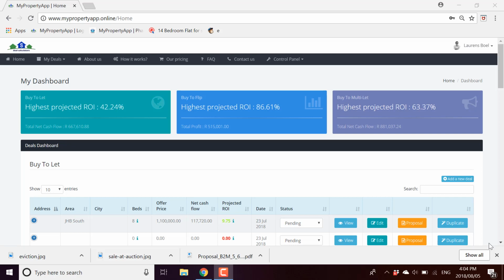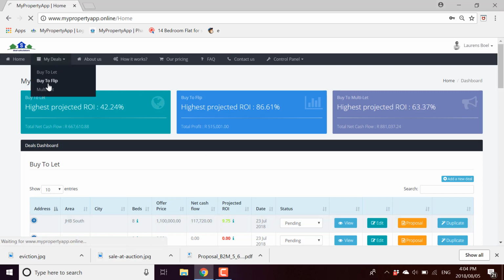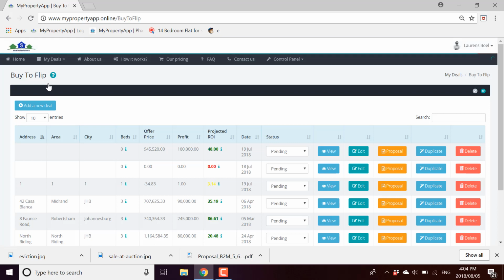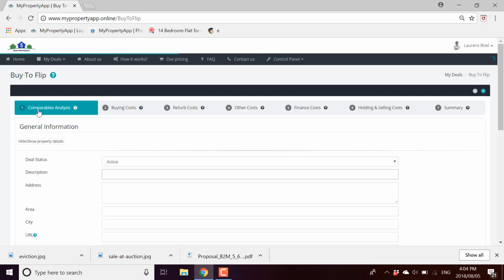A buy to flip is when you buy a property below market value, add some value to it, and then you resell it for profit. If you're using the My Property app to do this, you can go here to the deals tab and go to buy to flip, add a new deal. Here you will see the 7 different stages that you'll need to go through, from comparable analysis all the way through to summary.